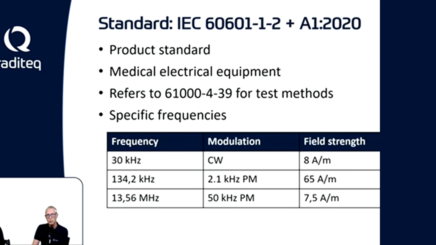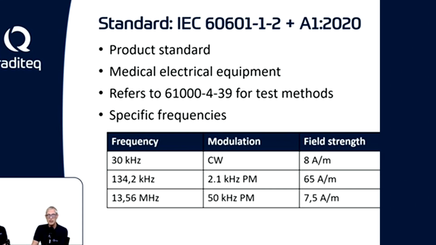Then there is also one specific product standard related to medical electrical equipment that specifies this magnetic close proximity testing, which is the IEC 60601-1-2, also with Amendment 1 from 2020. This standard is specifically for medical electrical equipment, and for the test setup and the measurement techniques, it refers to the 61000-4-39.